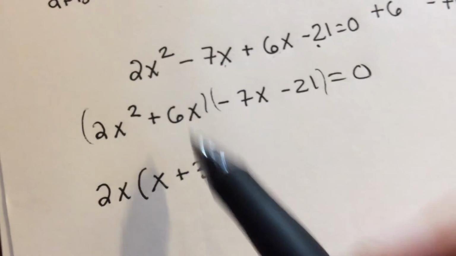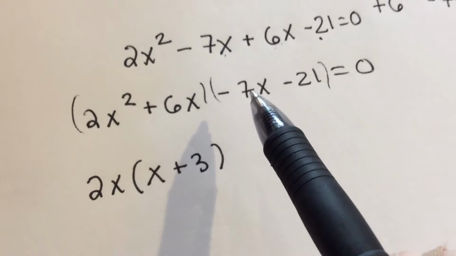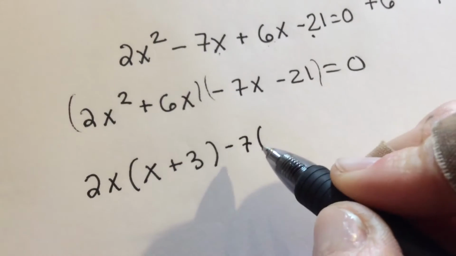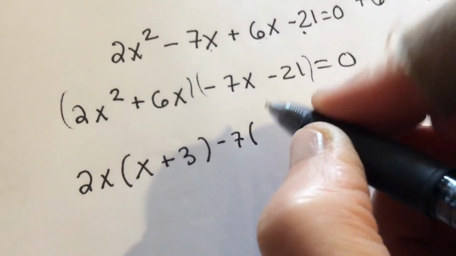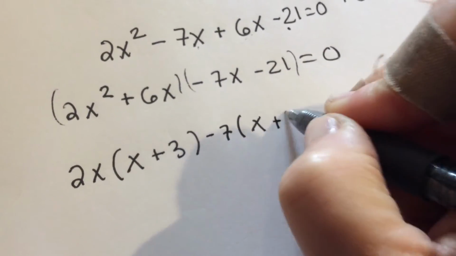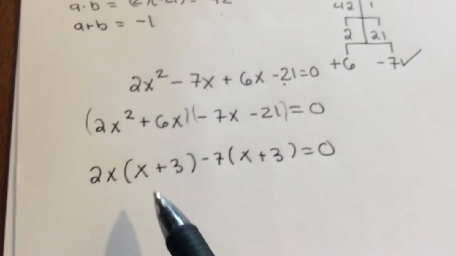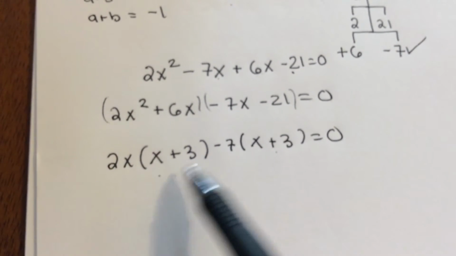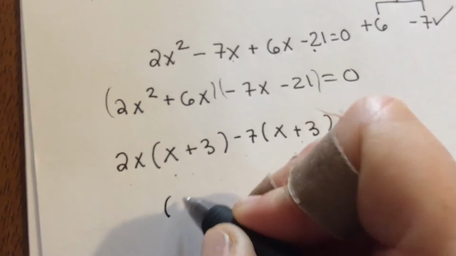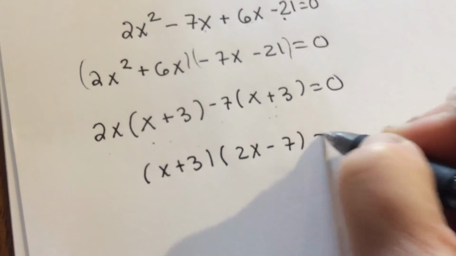I see here that I have an x plus 3, so I want to make sure that I take out a negative 7. What do I have to multiply negative 7 by to get negative 7x? It's x. What do I multiply negative 7 by to get negative 21? Positive 3. So you can see that both of my terms now share the common factor of x plus 3. I'm going to factor that out and group together the two things that are left. So it's x plus 3 times 2x minus 7, and that equals 0.